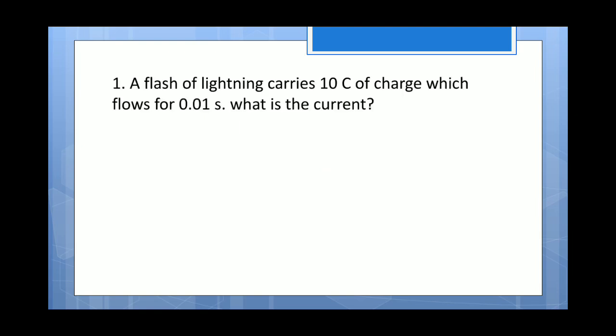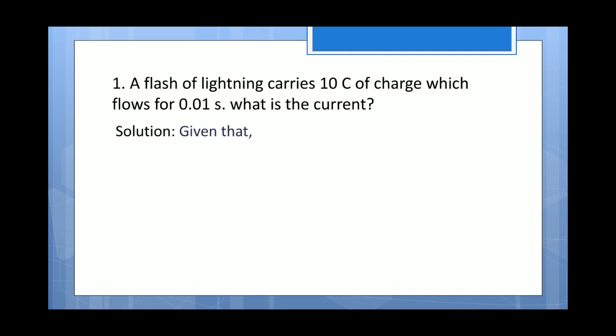Now, we will discuss some numericals. The first numerical is: a flash of lightning carries 10 coulomb of charge which flows for 0.01 second. What is the current?